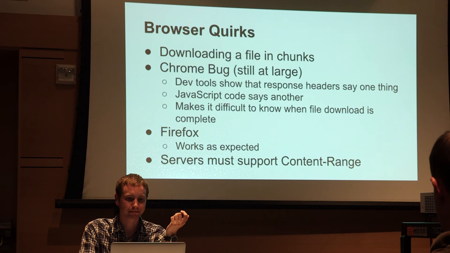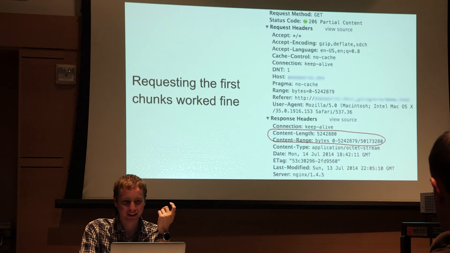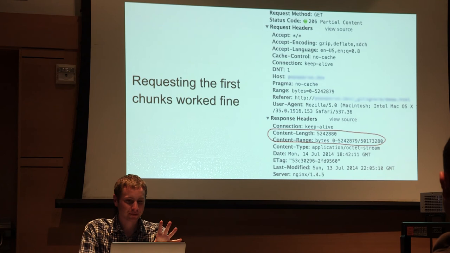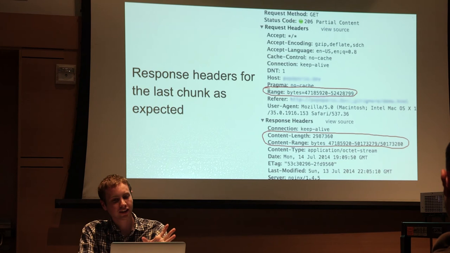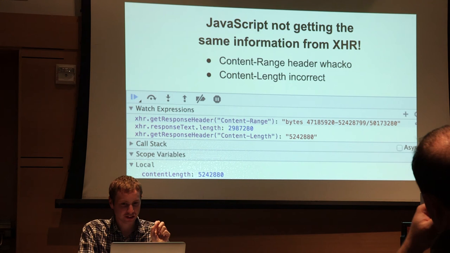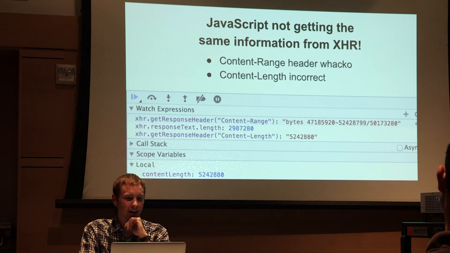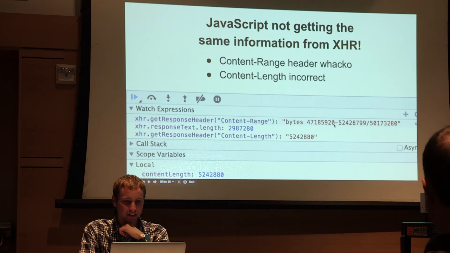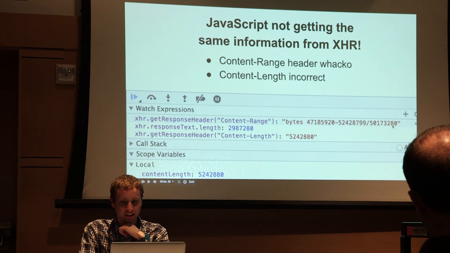I won't go into a whole lot of detail about this because this is not a debugging session, but you can look at this when I post the slides later. The first chunk of a file worked fine, and the response headers for the last chunk at the end of the file were as expected, but JavaScript was getting the wrong information from the XML HTTP request. The content range header was completely wacko. As you can see in the response, it says that it sent more of the file than existed.